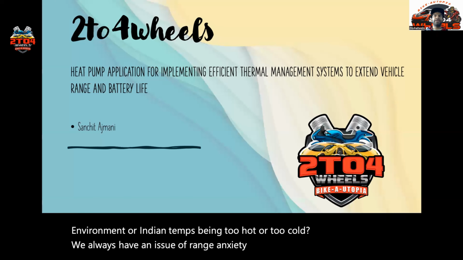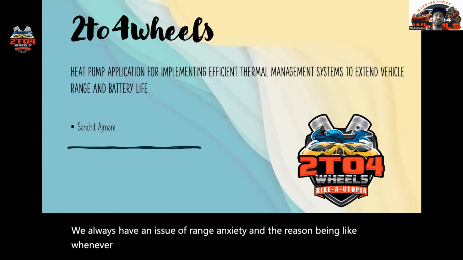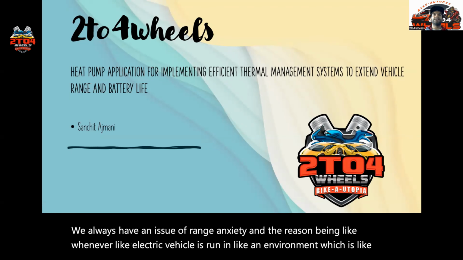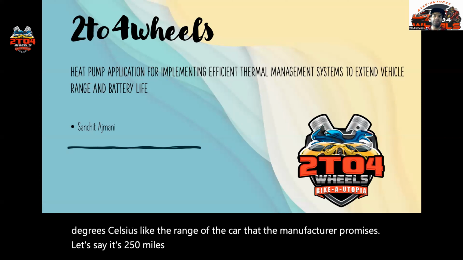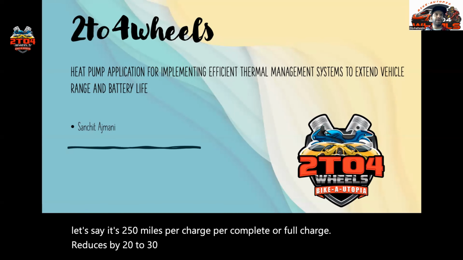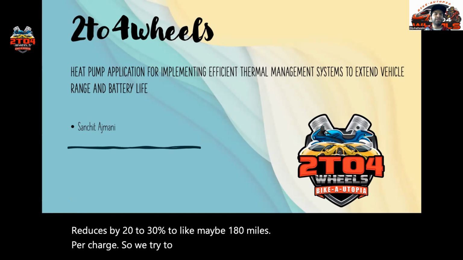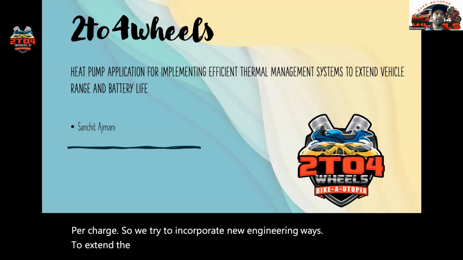And the reason being, whenever an electric vehicle is run in an environment which is like negative 20 degrees Celsius, the range of the car that the manufacturer promises, let's say it's 250 miles per complete or full charge, reduces by 20 to 30%, to maybe 180 miles per charge. So we try to incorporate new engineering ways to extend the vehicle range and battery life.